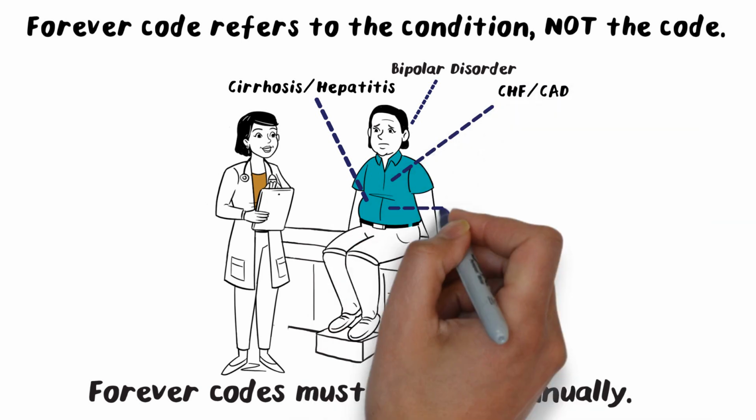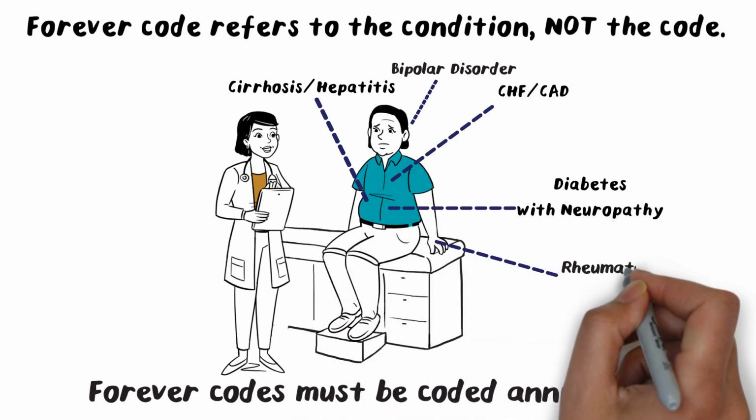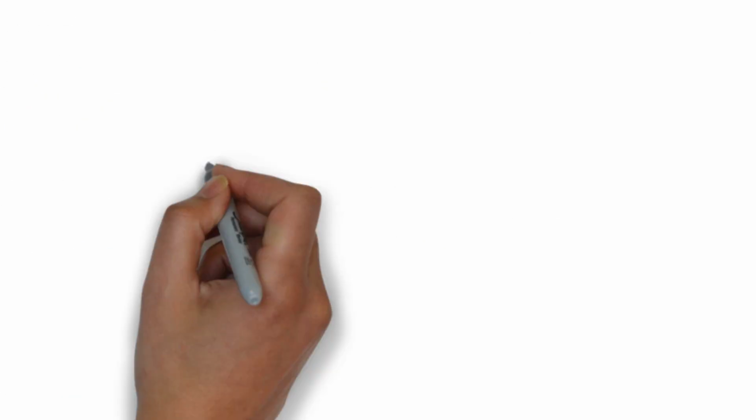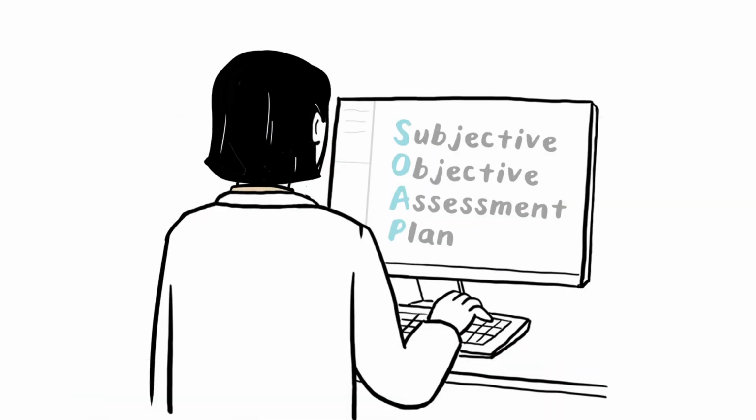If not, the risk factor score for the patient will be lowered, and the disease burden of the patient won't be adequately assessed. With forever codes, like any codes, you need to properly document within your SOAP note.